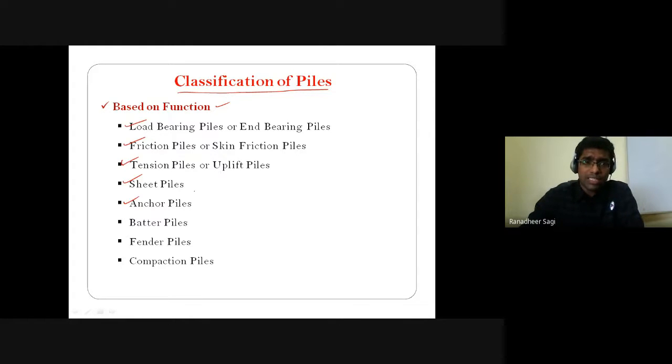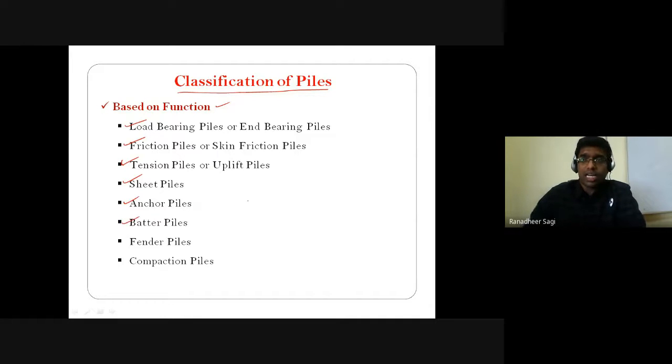So these anchor piles are a typical type of pile. Here the piles are not going to be carrying the superstructural load, but they are going to act as resisting members against the lateral displacement, which is expected to happen in that particular structure or the structural elements.